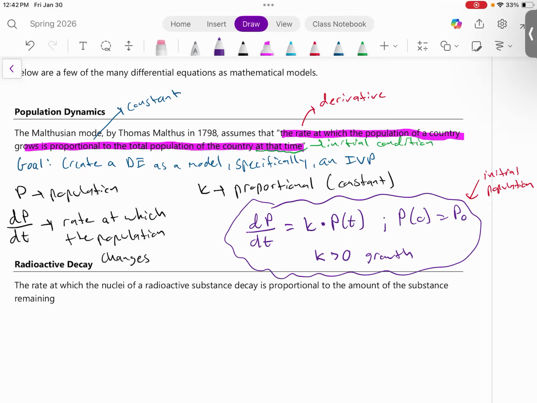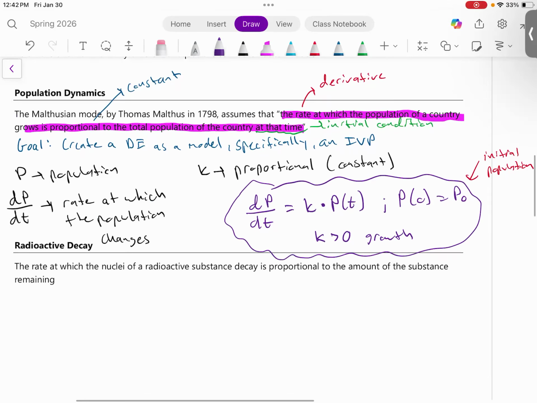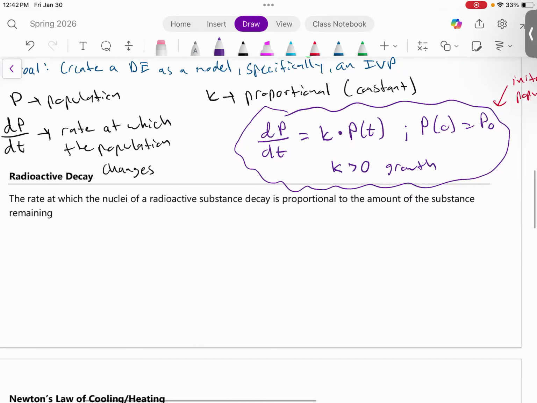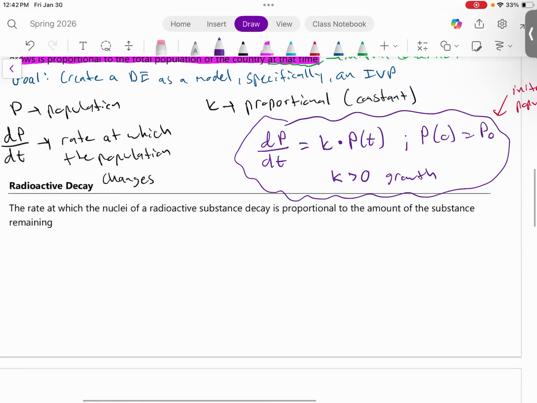Let's move on to radioactive decay down below. So the rate at which the nuclei of a radioactive substance decay is proportional to the amount of the substance remaining. Okay, so this is similar to what we just did on the previous problem. So won't you go ahead and give it a shot, pause the video, and then we'll come back and work it through. Okay.